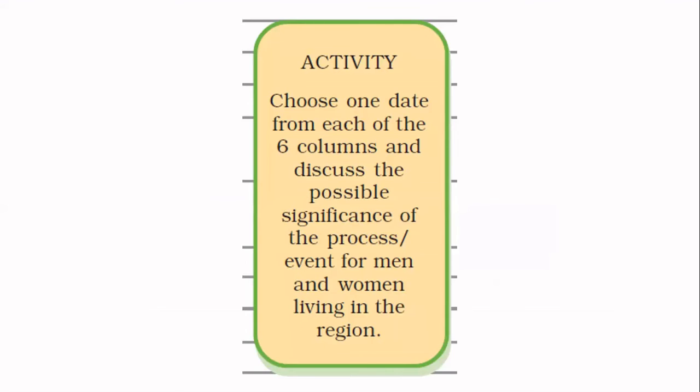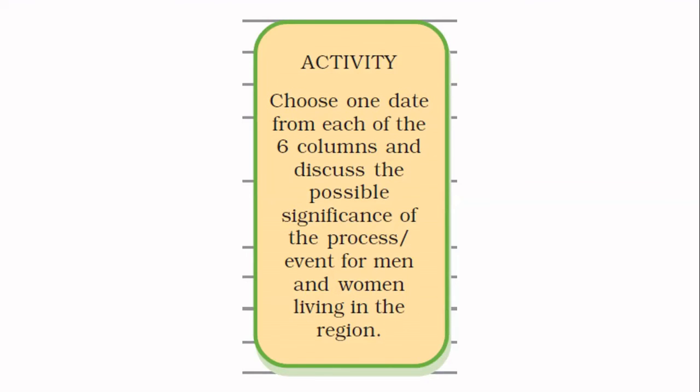So we have 6 regions. From each region, you have to select one date. It is not a single date for all the 6 regions. You can select 1,000 years ago for South Asia, and 30,000 years ago for Australia, or 5.6 million years ago for Africa, whichever one you want. So one date per column, and you have to discuss that particular process.